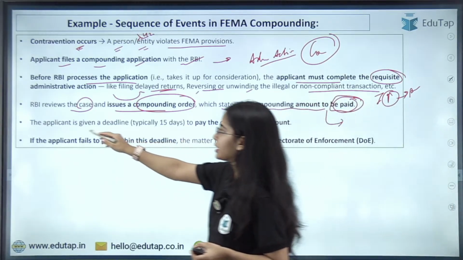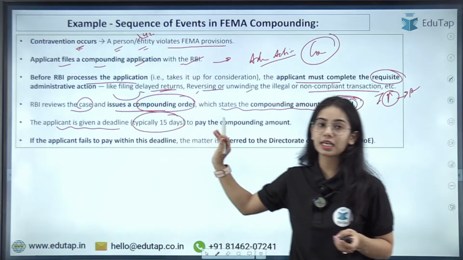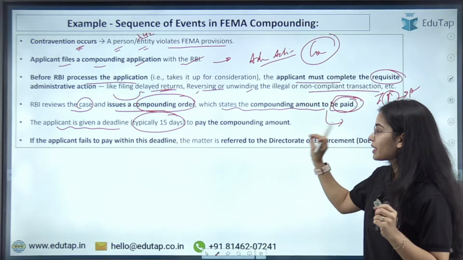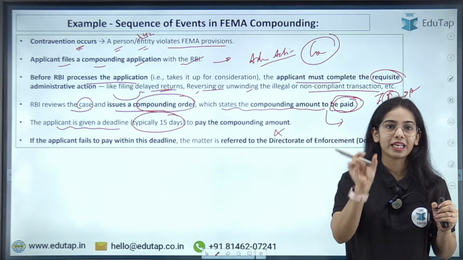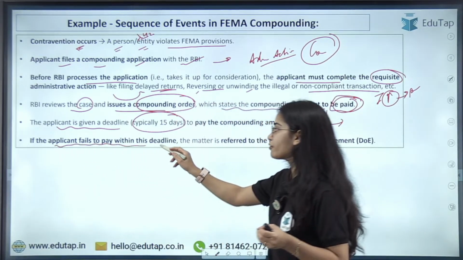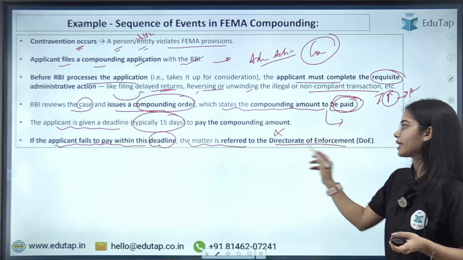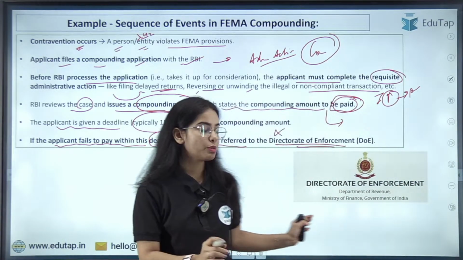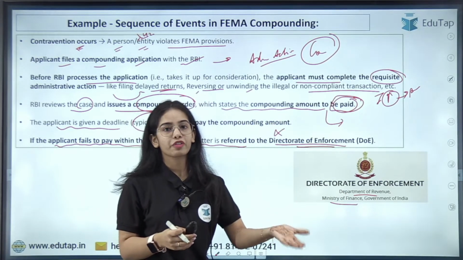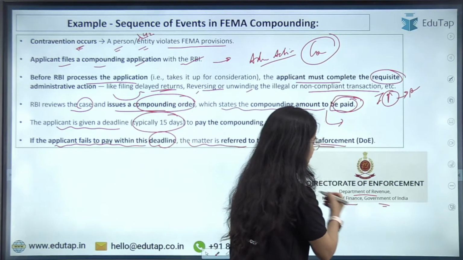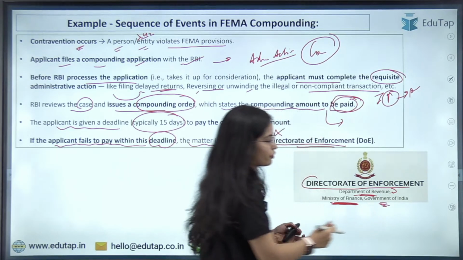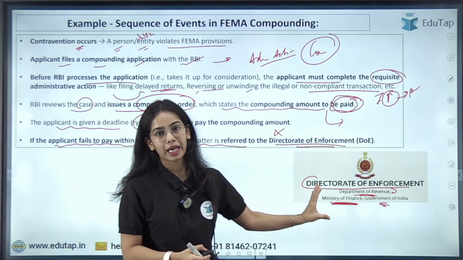Now let's say the applicant is given a deadline. Typically 15 days are given to pay the fine, to pay the compounding amount, to get away with that breach. But let's say the person is not paying the compounding amount within 15 days. In this case, if the applicant fails to pay within this deadline, the matter is referred to the Directorate of Enforcement. The Directorate of Enforcement is under the Department of Revenue, Ministry of Finance. Sorry, it is not Ministry of Revenue, it is Department of Revenue under the Ministry of Finance, Government of India. So the case is sent to the Directorate of Enforcement.